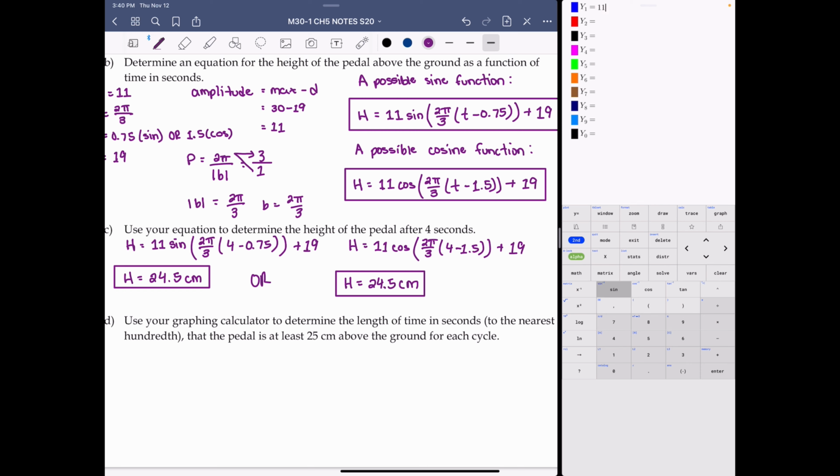11 sine, 2 pi over 3, bracket x minus 0.75 close bracket, move out of the brackets, plus 19. And then as your y2, graph 25 because we want to know when the pedal is at least 25 centimeters above the ground. So y2 equals 25.